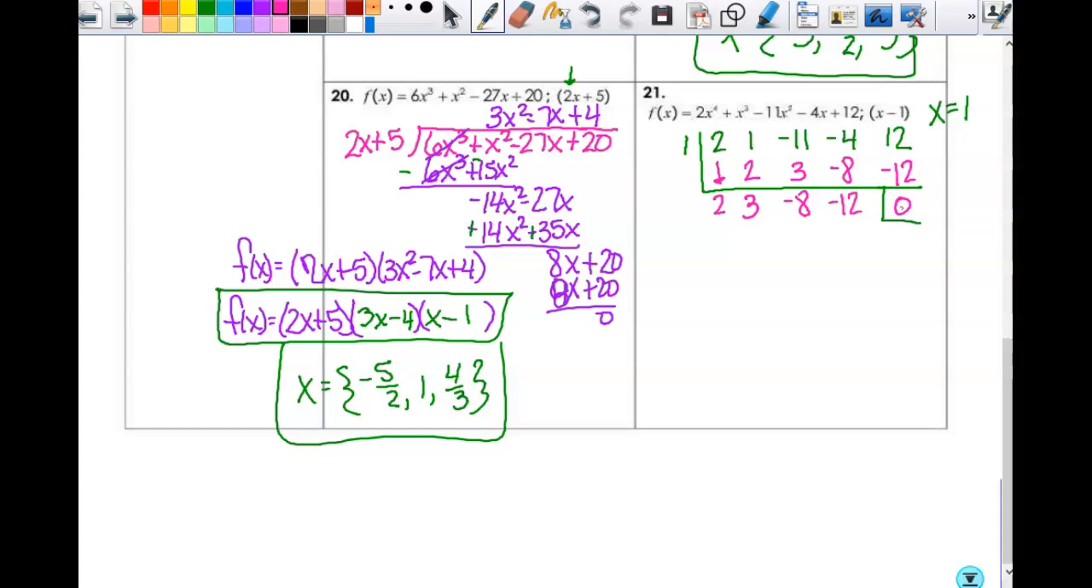Know that we're supposed to get 0, right, because it is a factor. Now, we have 4 numbers down here. That means that function is going to be a what, that part? Cubic. So we have this x minus 1 times 2x cubed plus 3x squared minus 8x minus 12.